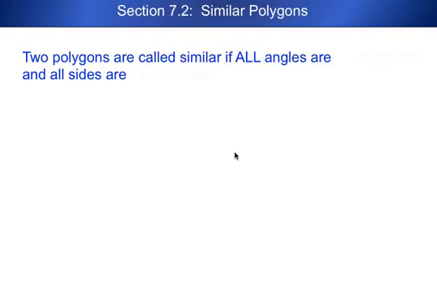Two polygons are called similar if all the angles are congruent. I don't know why that's not showing up, but we'll write it down. Congruent. And all the sides are proportional, meaning the sides are in the same ratios.